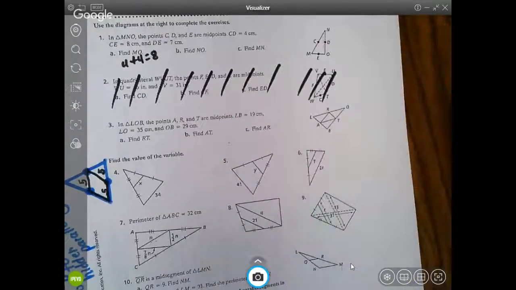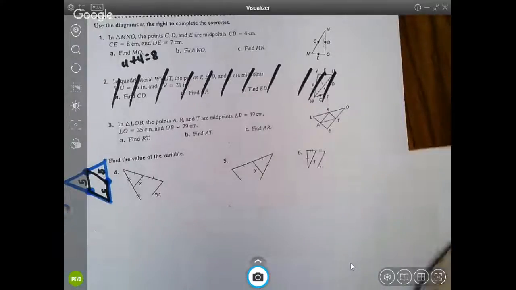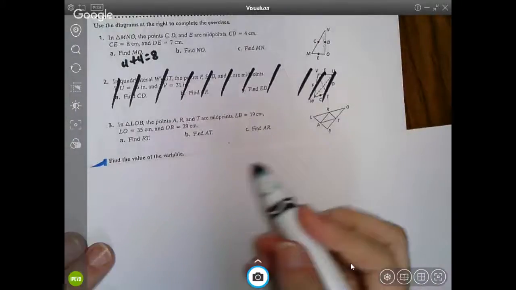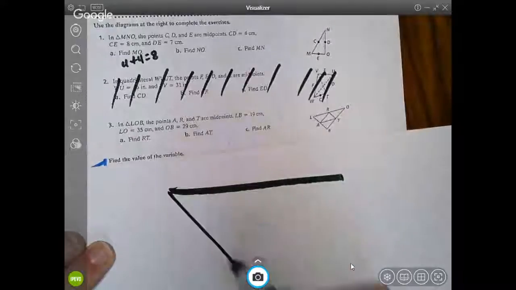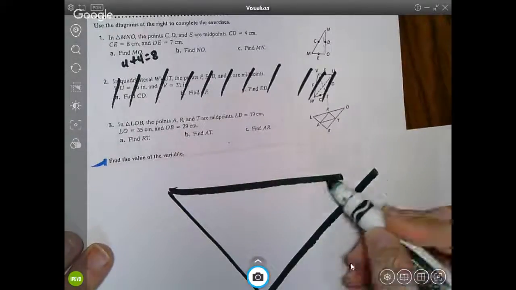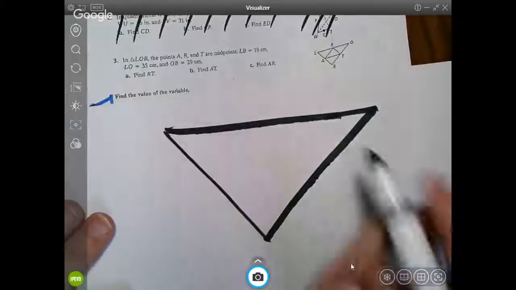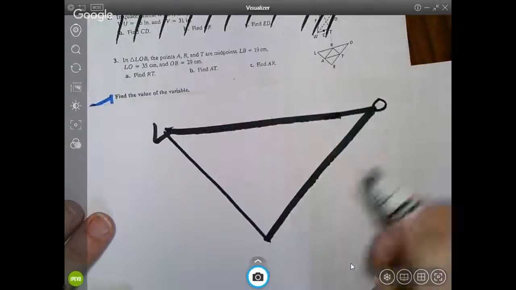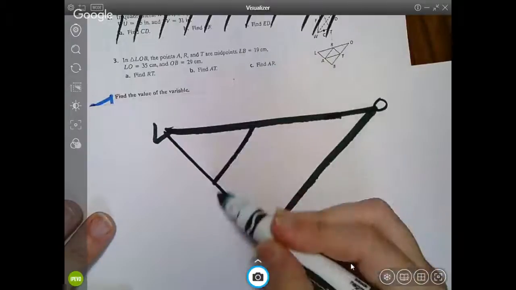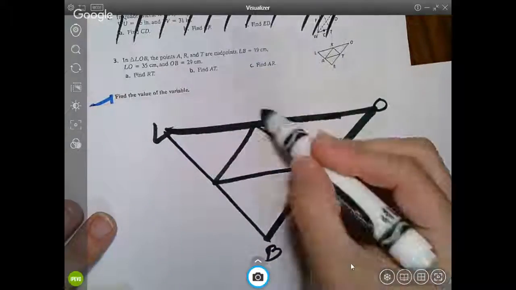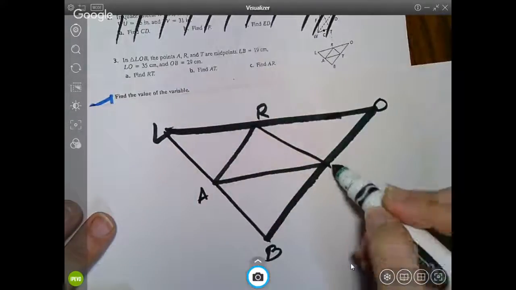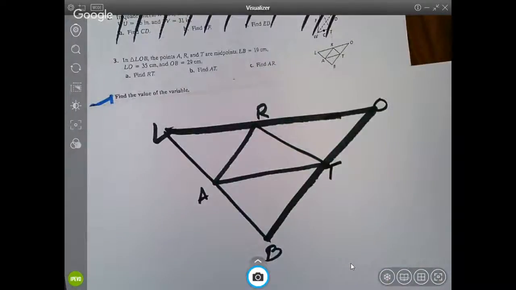Let's go to number 3, because remember number 2 is not going to be like anything on your test, to my recollection. Again, I'm going to just draw this separately so that I can write larger with the markers. L, O, B. Oh, look at that, Labrat. So we skipped 2 because it's not going to be like anything I believe is on your test.